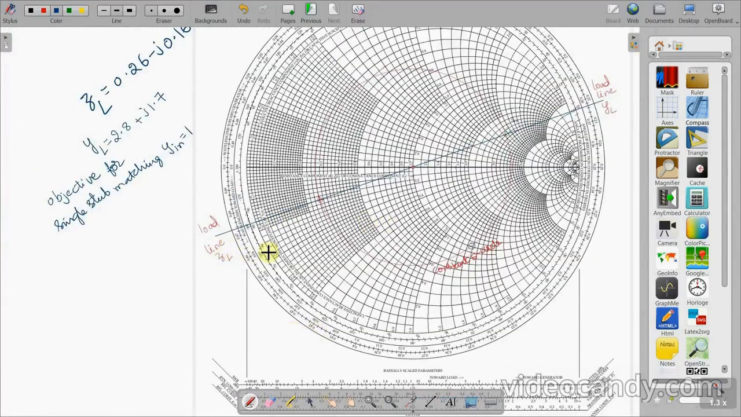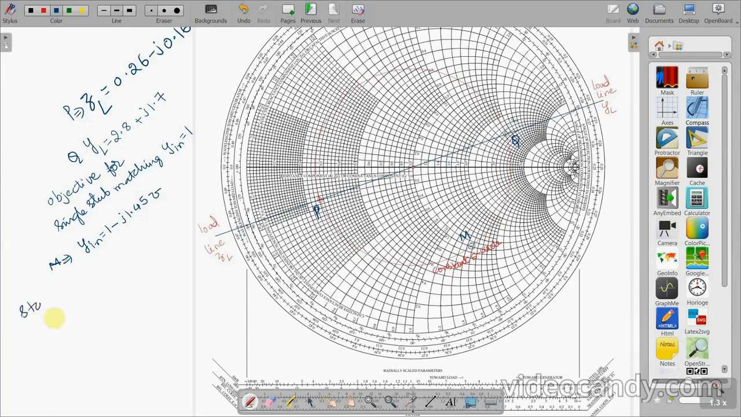Now, just to have the points, point P is representing the normalized load impedance, point Q is representing normalized load admittance, and point M is representing the normalized input admittance measured at a distance from the load admittance such that the real part of Yn is 1, but it contains also the imaginary part of minus j1.45.